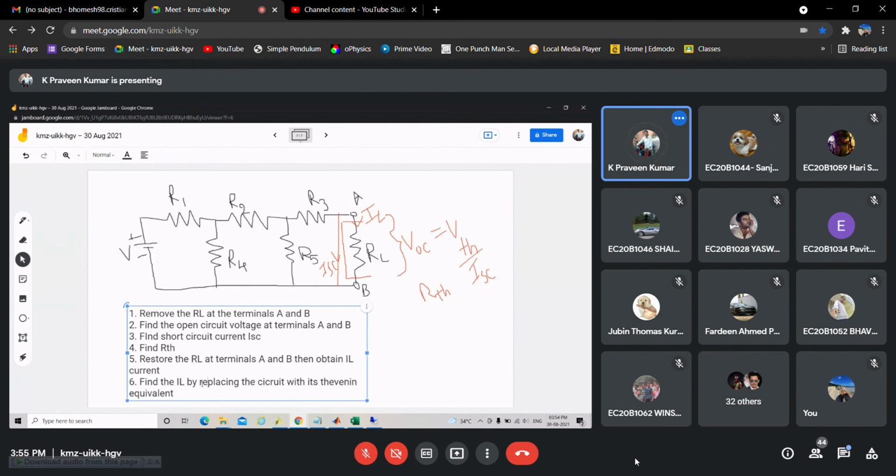Okay. So finally what you will get is the load current, the response in the load resistance RL of the main circuit, and that value should be equal to the response calculated from the Thevenin equivalent circuit. Right? If both are same, then we can say Thevenin's theorem is correct. Like that we will be verifying our Thevenin's theorem.